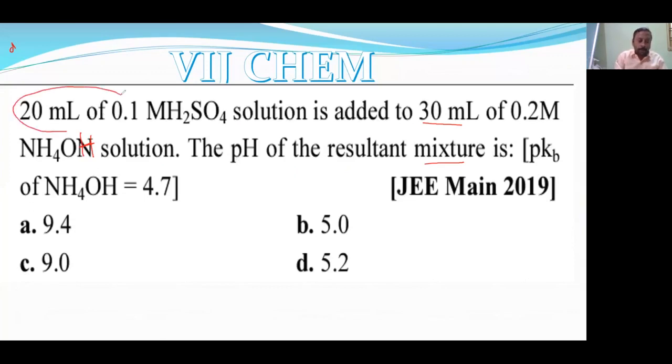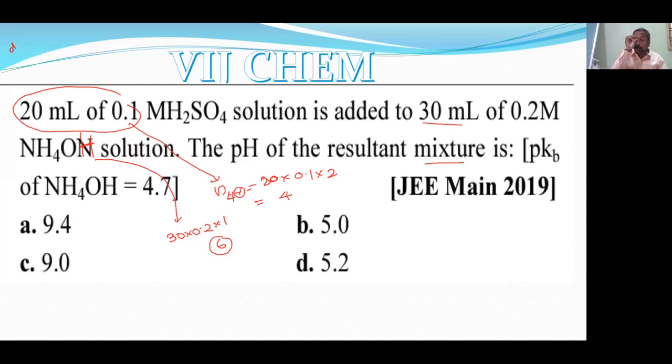20 into 0.1 into 2, okay. So the number of moles of H plus will be the volume 20 into 0.1 molarity, and each sulfuric acid will give 2. So the number of moles of H plus will be 4, and here OH minus will be 30 into 0.2 into 1. Only one OH is there. So it will be 6.